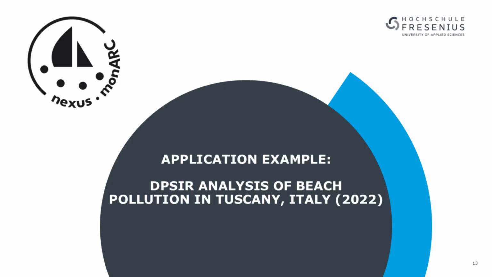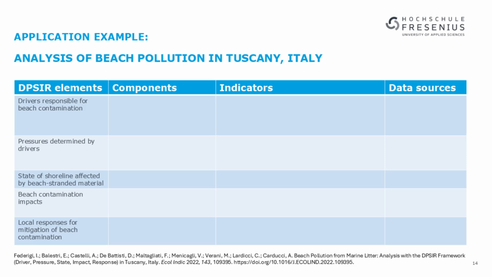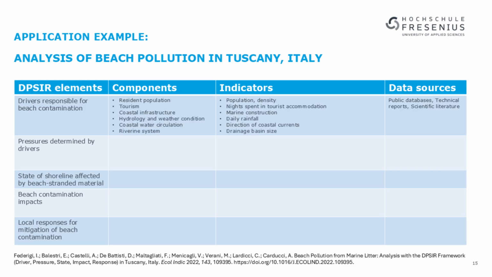Our next application example is much more recent. The DPSIR analysis of beach pollution in Tuscany, Italy from 2022. This study focuses not so much on water quality as the previous study did, but on the beaches. Some components are comparable to the other study. As we can see, for the drivers, we also have resident population and tourism.